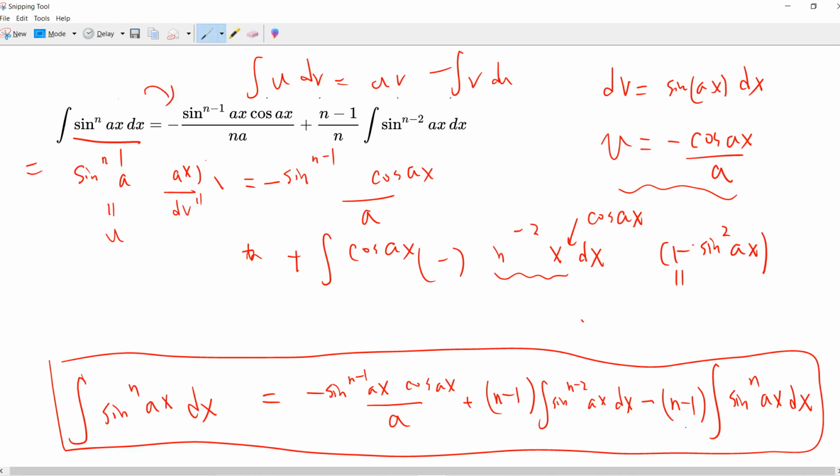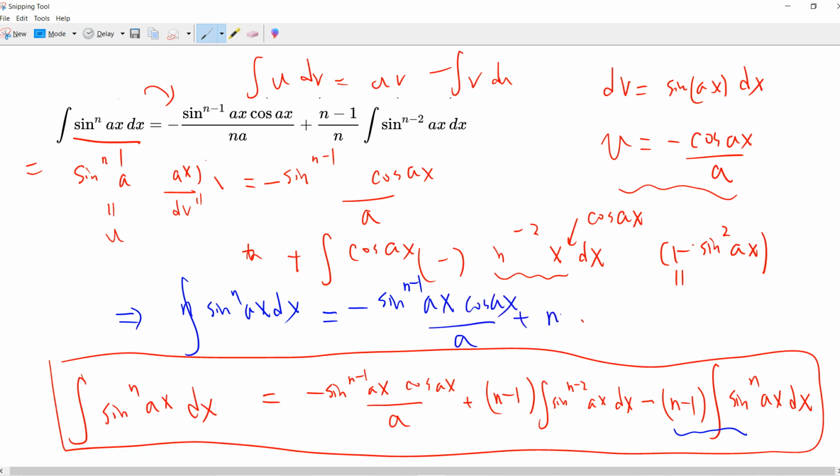So we can move this term to the left-hand side. We get n times the integral of sin^n ax dx equals minus sin^(n-1) ax cos ax divided by a plus (n-1) times the integral of sin^(n-2) ax dx. And then we can divide both sides by n. Okay, nice. So this is our answer.